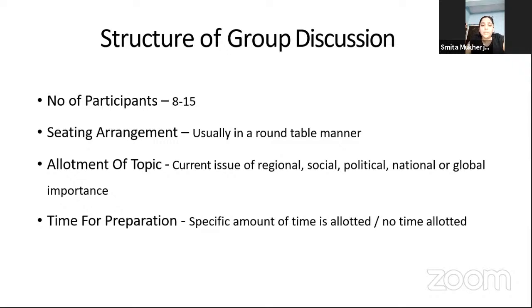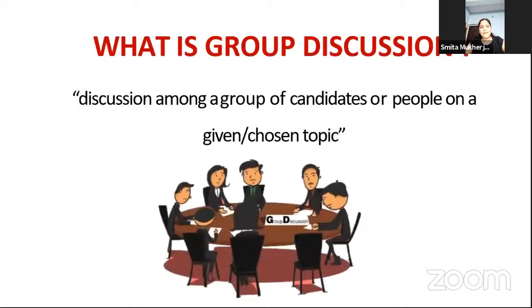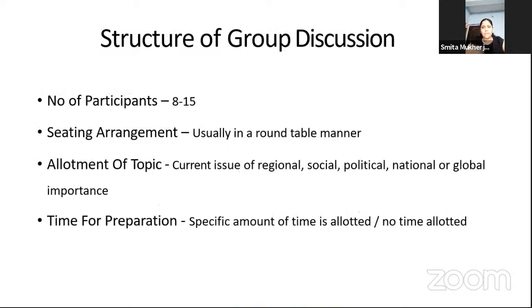In a typical GD, you'll be sitting with 7 more people, 10 more people, or up to 14 more people, and you will be one of the participants. Generally the seating arrangement is a round table discussion. You may sit in a semicircular or a totally circular manner, depending on the infrastructure the institute or organization provides. But most of the time it is semicircular.